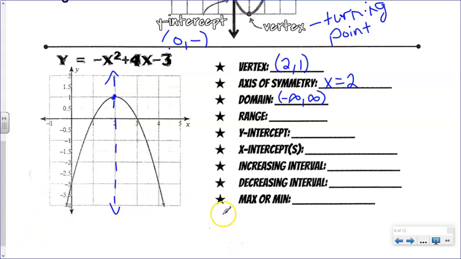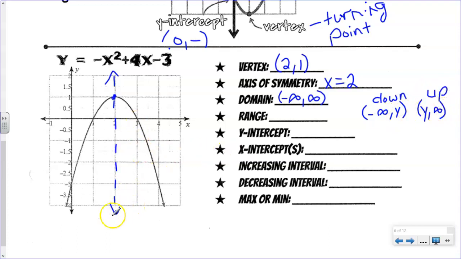Our range, though, is restricted based on where our vertex is. Part of your range is always going to have the y value of the vertex. So your range is either going to be from negative infinity to the y value of the vertex, or the y value of the vertex to infinity. If it opens down, you're going to go from negative infinity to the y. If it opens up, you're going to go from the y of the vertex to infinity.